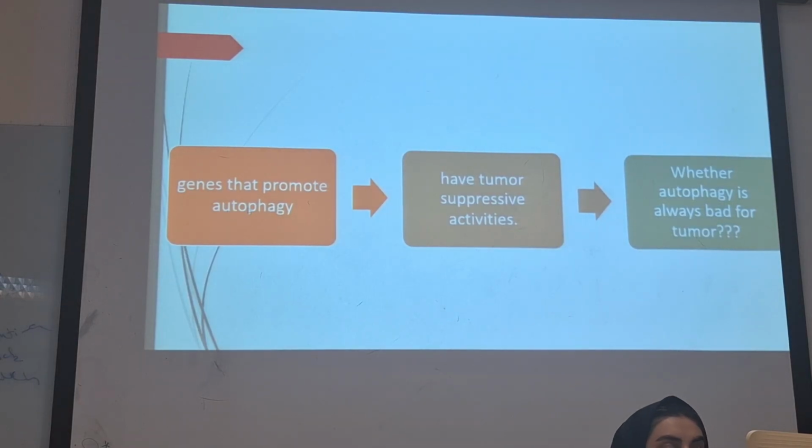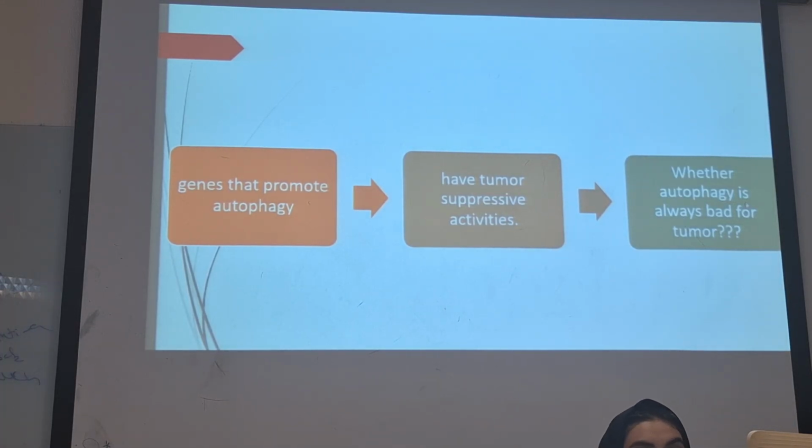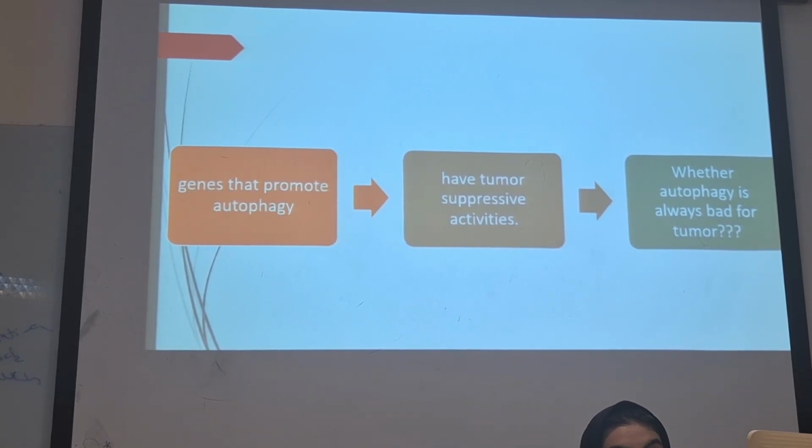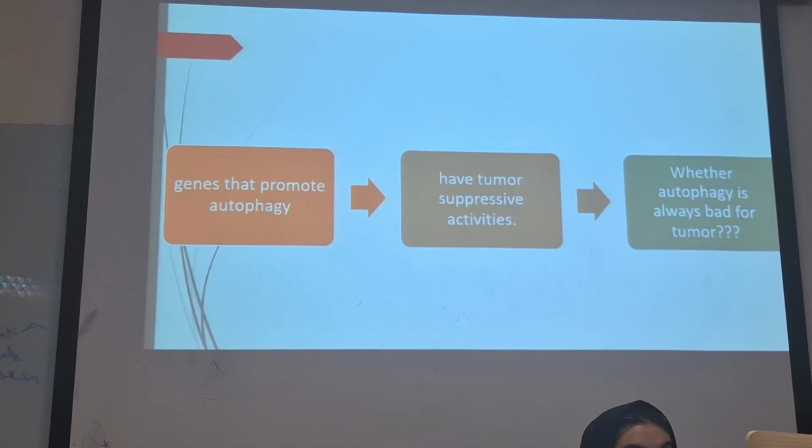So genes that promote autophagia have tumor suppressive activity. They act like a tumor suppressor gene. Now, the question is whether autophagia is always bad for the tumor. And I said that some tumors stop this process.